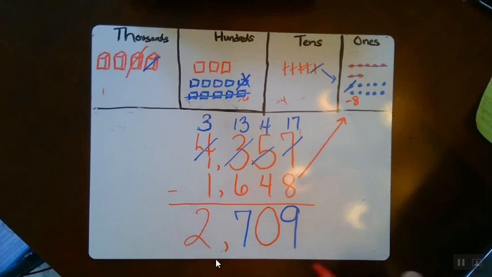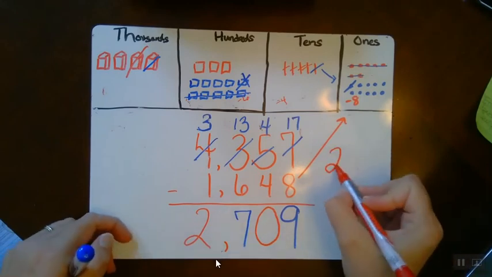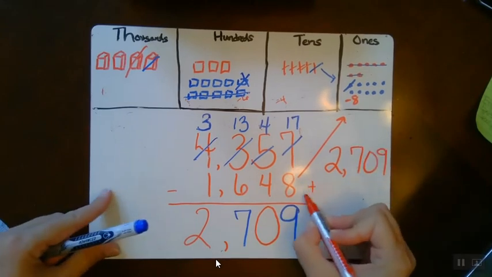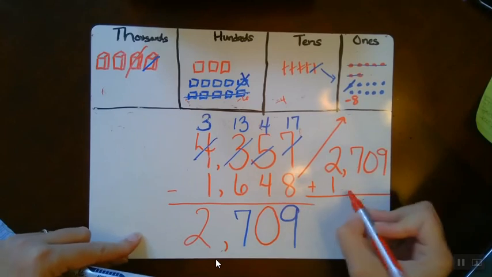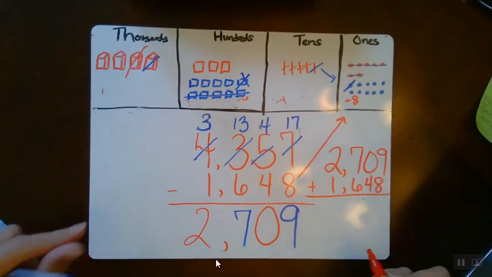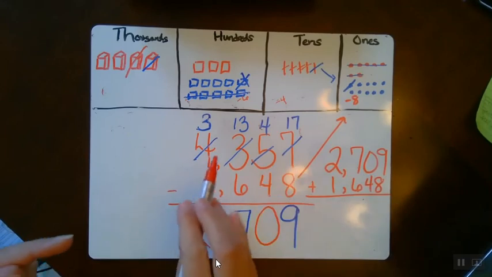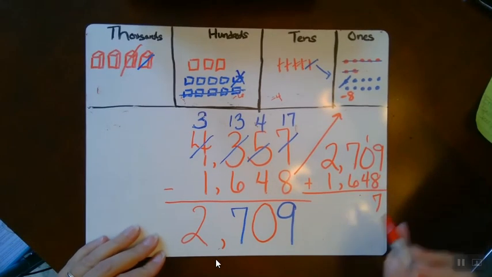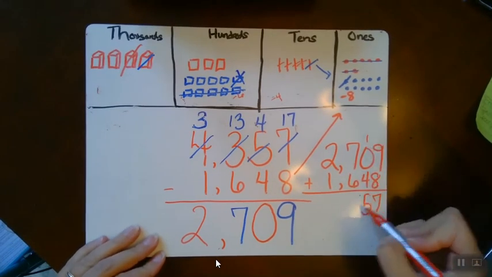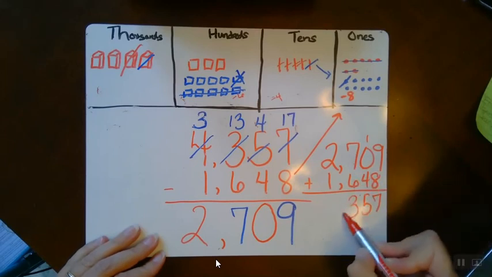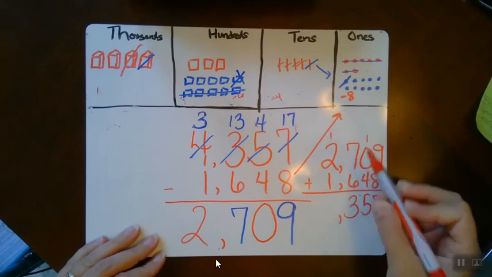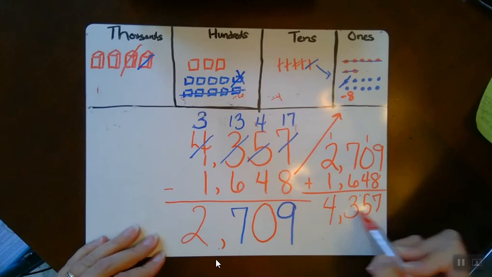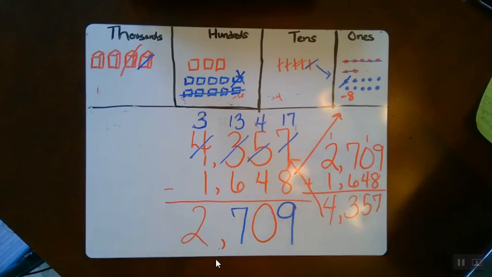Really quickly, I'm going to check my answer by taking my difference, 2,709, and I'm going to add it to my subtrahend, 1,648. And if I subtract this correctly, I should get my minuend. Let's see. 9 plus 8 is 17. Regroup my 1. 4 plus 0 plus 1 is 5. And 7 plus 6 is 13. I'm going to regroup that 1 and drop that comma as I move to the left. 2, 3, 4 gives me 4,357. And folks, that's what I started with.